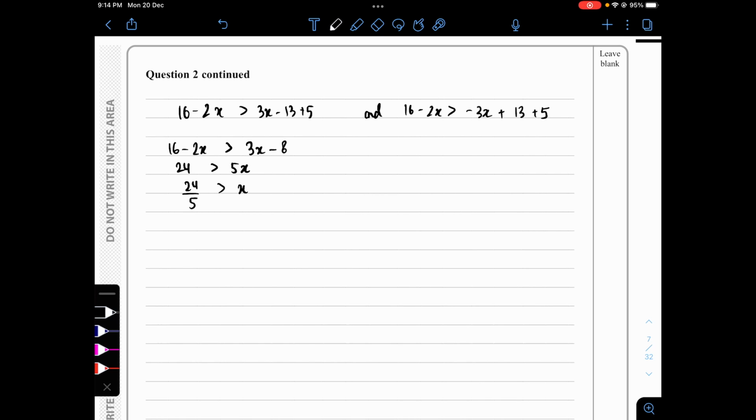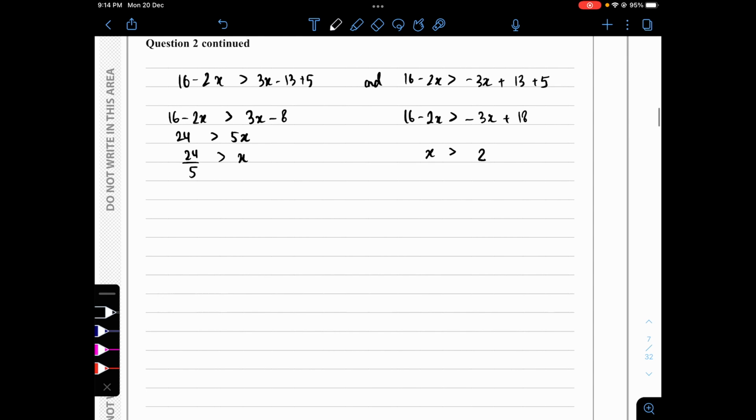Next, on the other side, we have 16 minus 2x is greater than minus 3x plus 18. We move the 3x to the other side, so x is greater than 18 minus 16, which is 2. So this is what we're left with. It is also important to mention the critical values, which are 2 and 24 over 5.